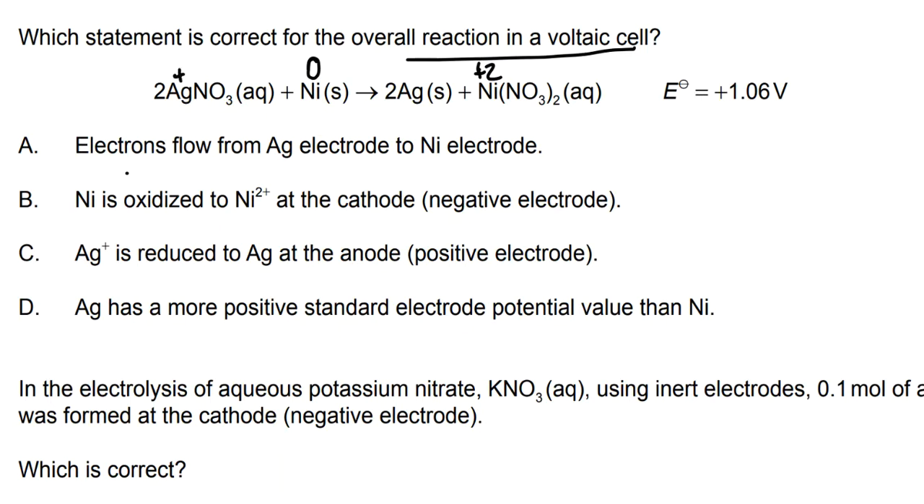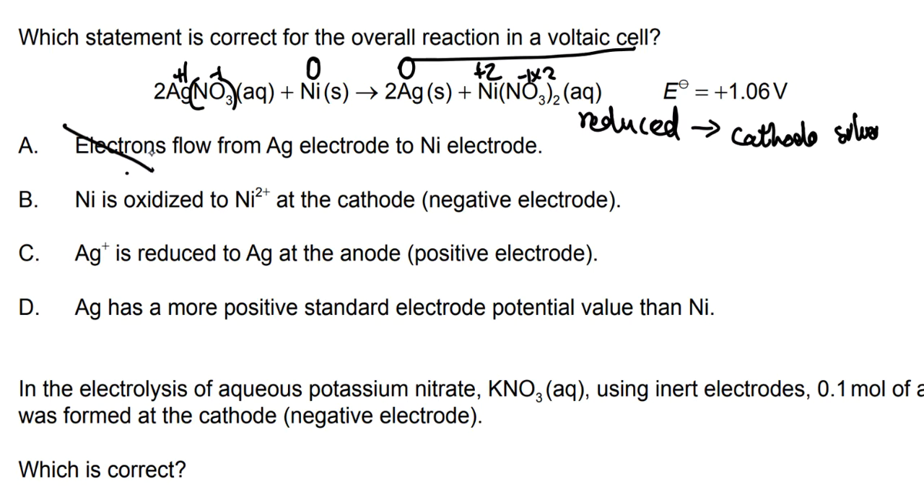Silver is going to be +1 because the nitrate ions are all going to be -1. It's going to be -1 times 2. So we have silver going from +1 to 0, so silver is going to be reduced. So reduction occurs at the cathode, so silver is going to be at the cathode. If silver is at the cathode, it's not going to have electrons flowing from it to nickel. It's going to be from nickel to the silver electrode. So this is in fact incorrect.